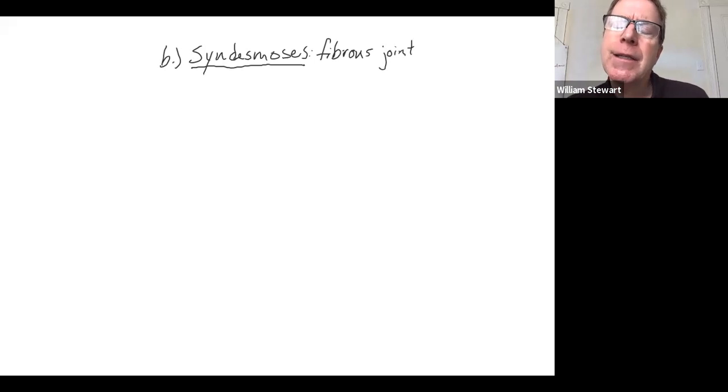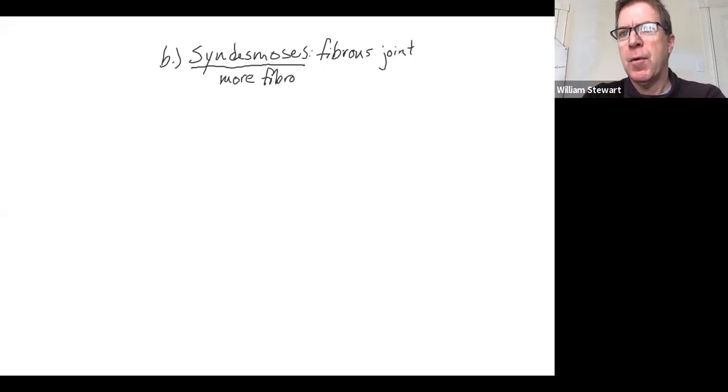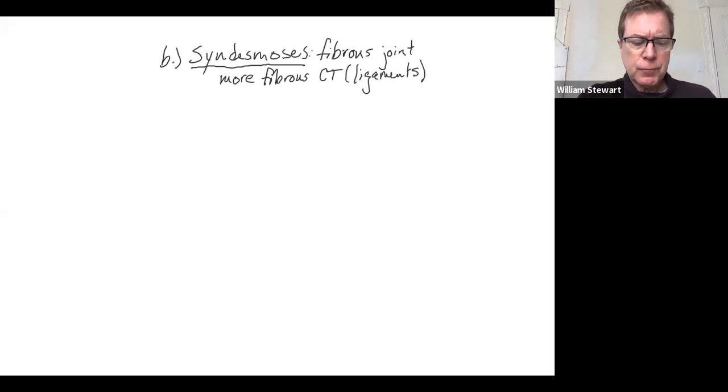We have a slight increase in distance between the bones in a syndesmosis than we did back in a suture. There's more fibrous connective tissue as ligaments. So I'm just going to write more fibrous CT in parentheses ligaments. So that's a comparison to sutures.